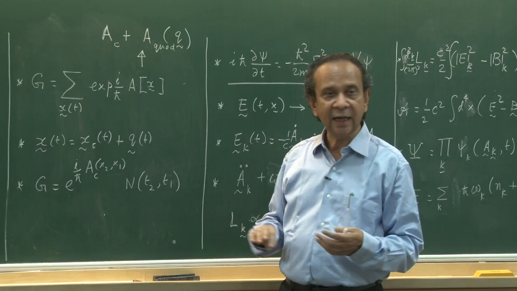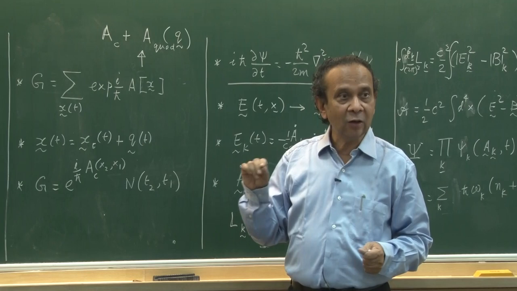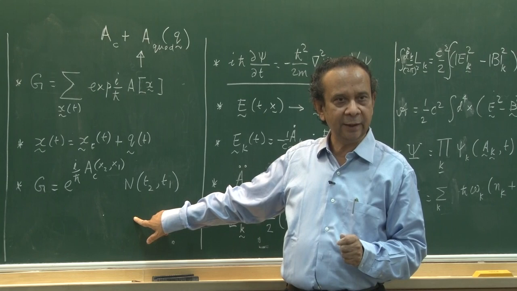Of course, we still have to determine n. I will come to it in a minute. But at least all the spatial dependence is coming from this. This doesn't have any spatial dependence. How do you determine n?